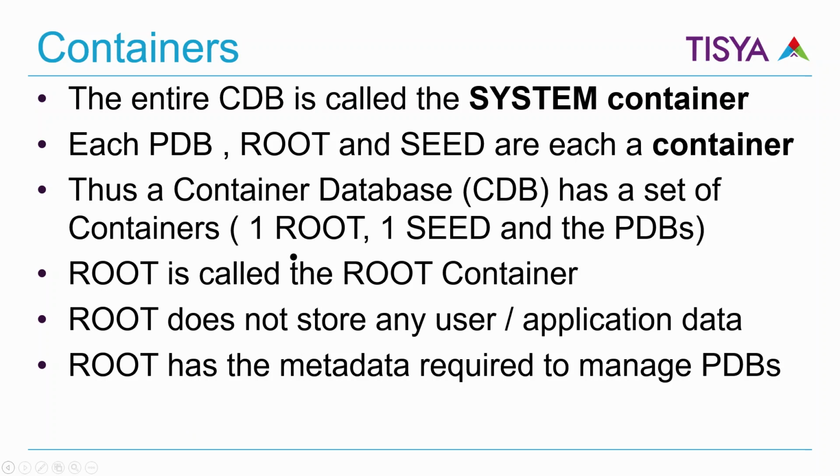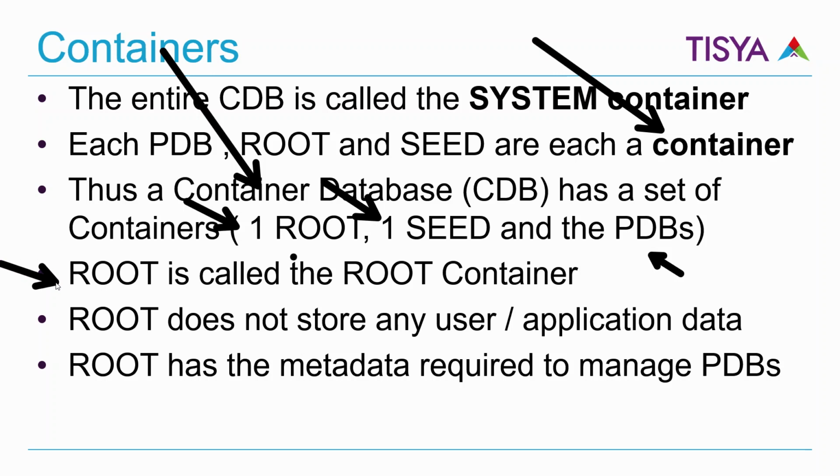Each of the PDBs, root, or seed is individually called a container. The root, seed, or any other PDB are called containers. That is why it is a container database with a collection of containers. You can consider it inspired by the Docker container perspective. Thus, a container database, a CDB, has a set of containers: one root, one seed, and then multiple PDBs. The root is called the root container.